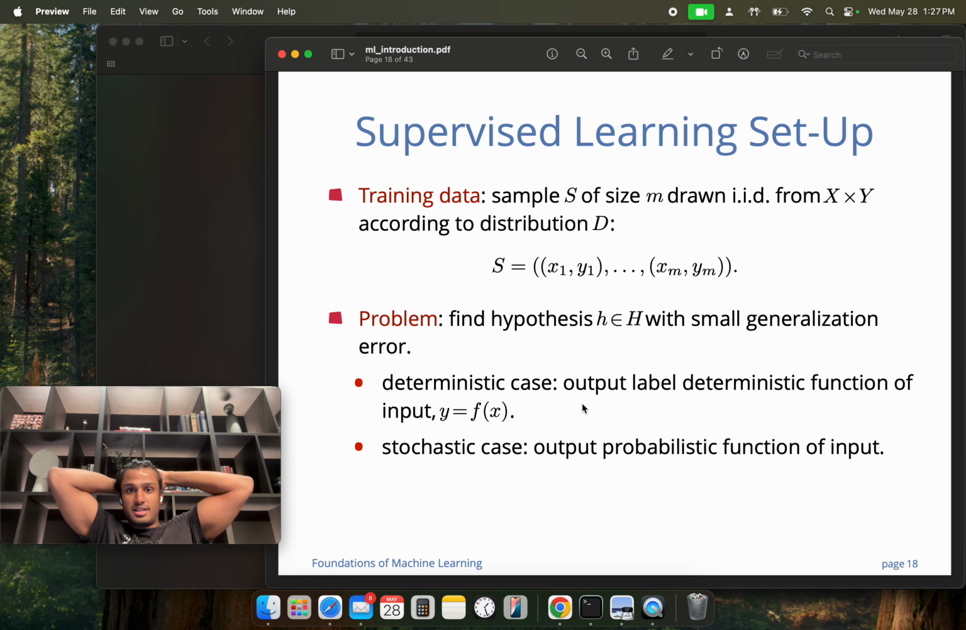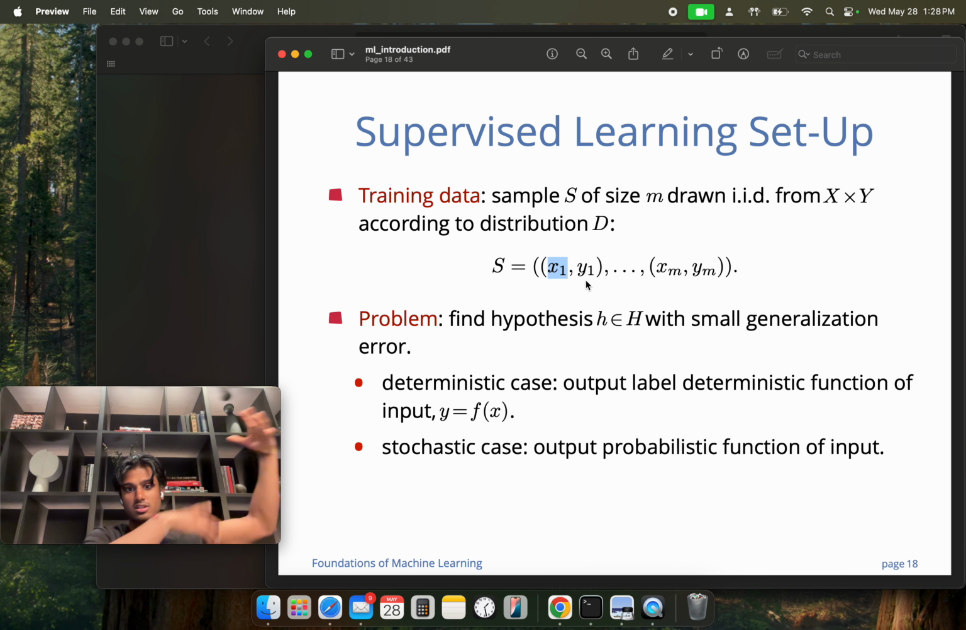So the supervised learning setup is you have training data which are labeled. So a sample S of size small m, drawn IID. This is important. All of these samples are independent and from the same distribution, identically distributed. From X, so they are a tuple. They are a tuple of X cross Y in a distribution D. So this is a sample. It has X1, which is the image with all the features, with all million features and whatever. And Y1 is its label.